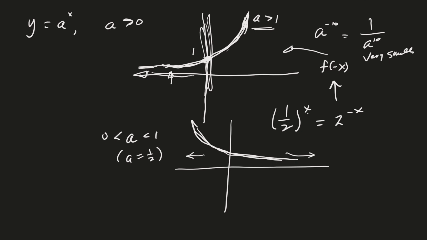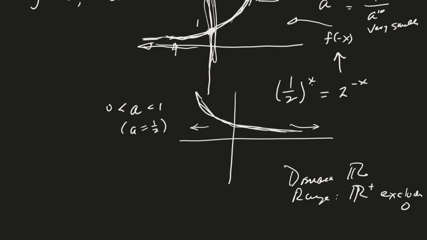Good. And so we see here in both cases the domain is the real numbers, and the range is the set of positive reals. And notice that excludes the point 0, right? Excludes 0. Good. All right.